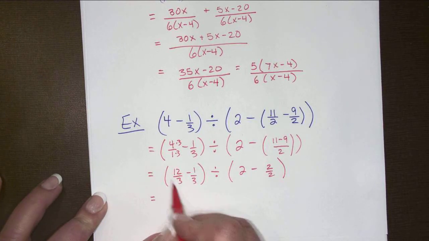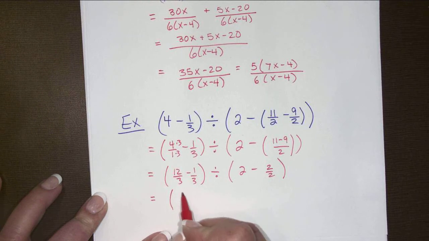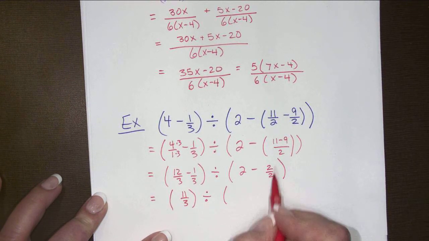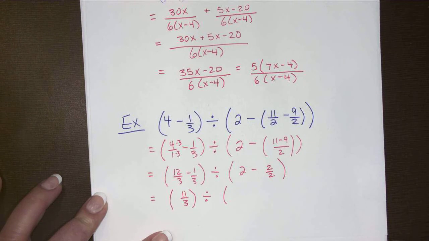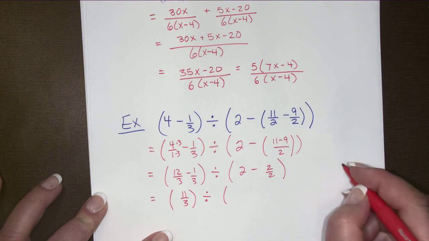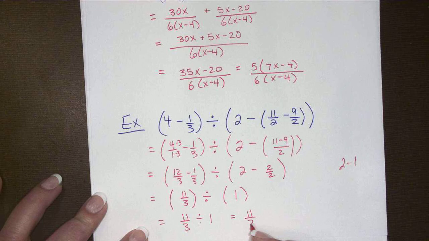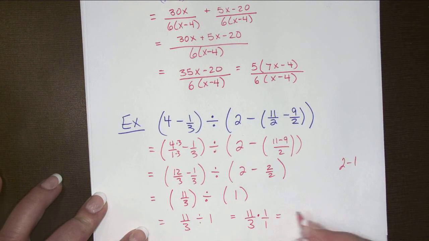What's this equal? 12 minus 1 is 11 over 3. What about 2 minus 2 over 2? Do we need a common denominator? No, because what's 2 over 2? 1. So here we've got 2 minus 1, which is what? 1. So what's 11 over 3 divided by 1? Just 11 over 3. I mean, you could write it out, times 1 over 1. But of course you wouldn't need to do that.